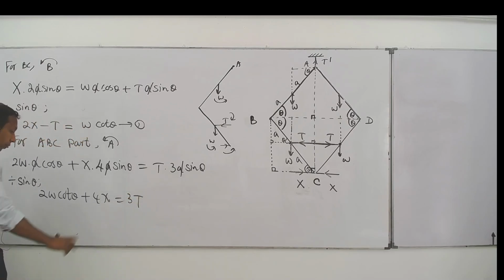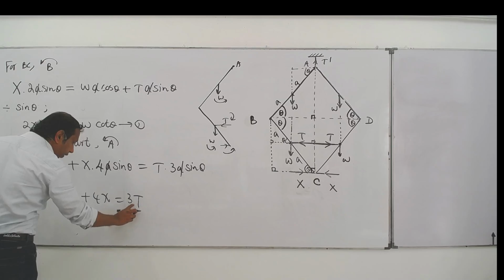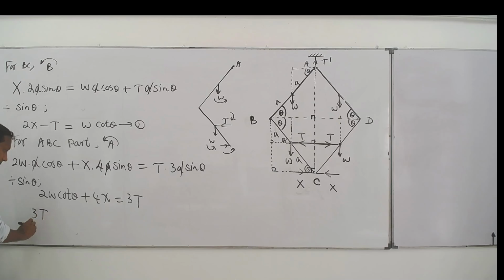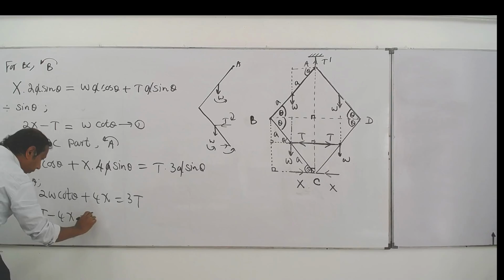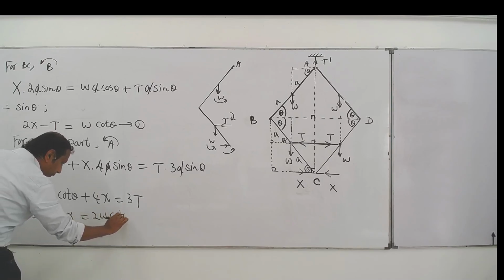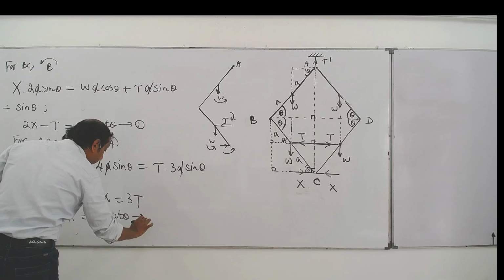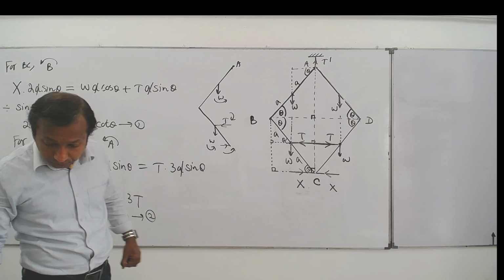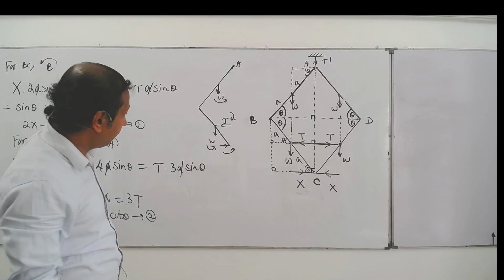Okay. Then take this right hand side. Then 3t minus 4x is equal to 2W cot theta, no? 3t minus 4x equals 2W cot theta. This is number 2. Right. By solving these two, we can find what? T, no? Asking the T, thrust of the light rod. Okay.